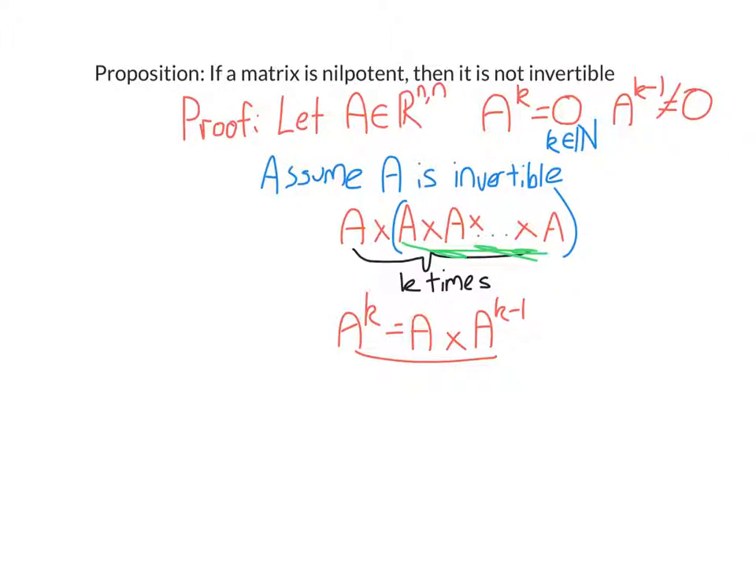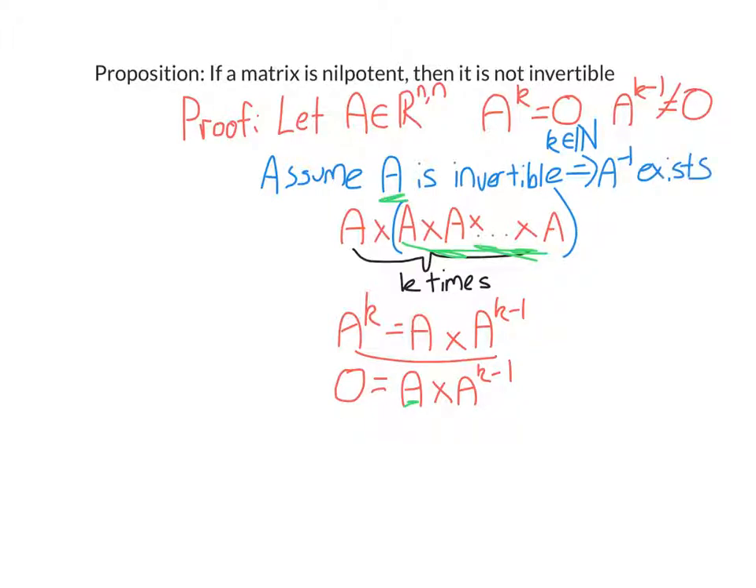But hang on a second. A to the power of k is 0. So I can write 0 equals A times A to the power of k minus 1. This is a good sign because the proof involves what we know about A, and we've got A by itself here. Because A is invertible, that means, of course, that A inverse exists.